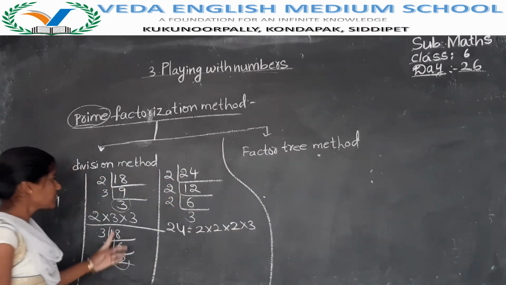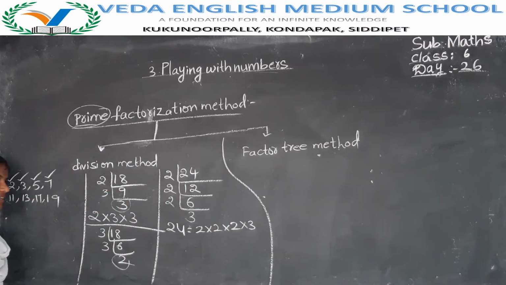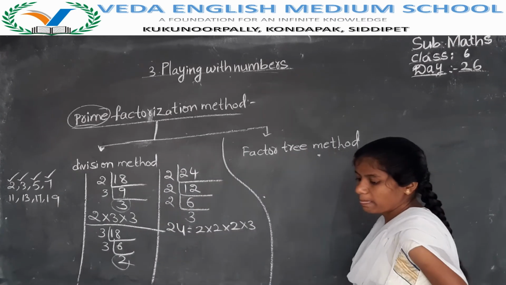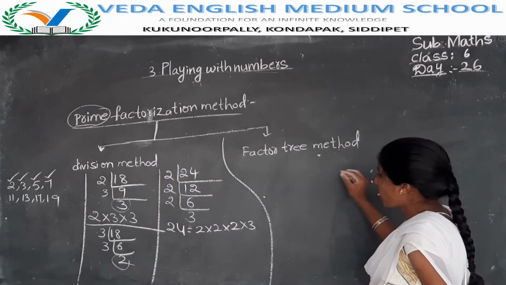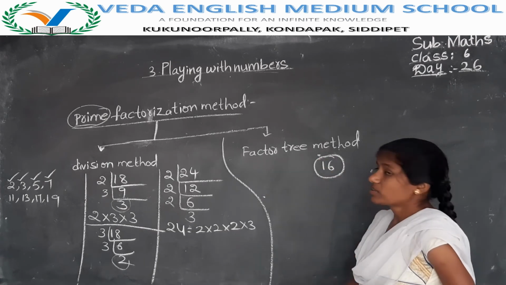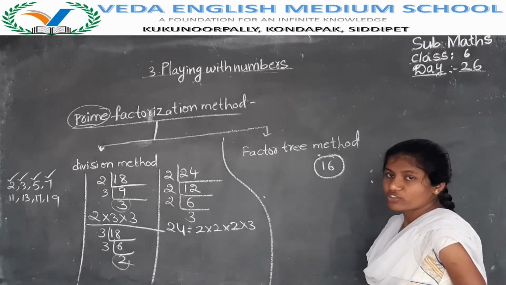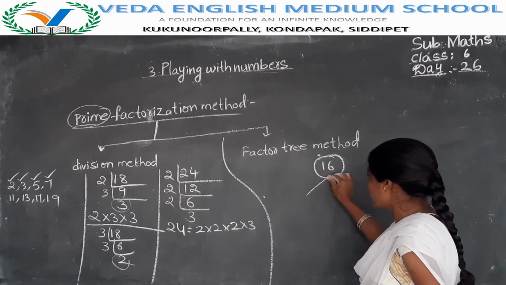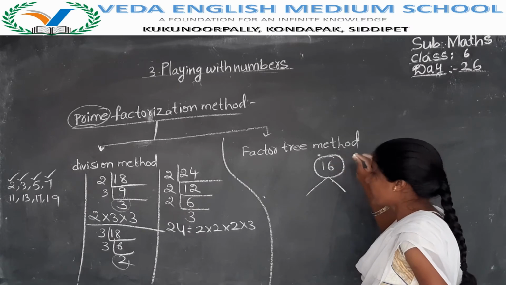That is the division method. Then the same, come to the factor tree method. In the factor tree method, now I'll take here 16. To find the factors of 16 in the factor tree method, how to find? The factor tree method is like this. Now I have taken here 16.